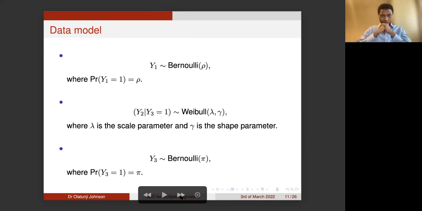So let's go into a little bit of maths and what we did. As I've said earlier, Y1, which is the antibody data, a binary outcome, we modeled as a Bernoulli distribution, where the probability of Y1 being 1 we denote as rho. The second thing is that when Y3 is equal to 1, that is, when Y2 is a positive real number, we model that as a Weibull distribution with scale parameter lambda and shape parameter gamma. And lastly, Y3, which is the dichotomized Y2, the Loa loa data, we also model as a Bernoulli distribution, with the probability of Y3 equal to 1 being pi.